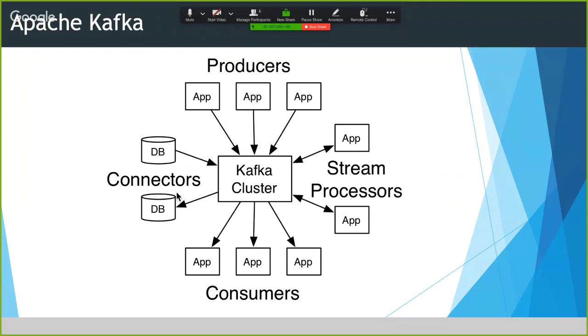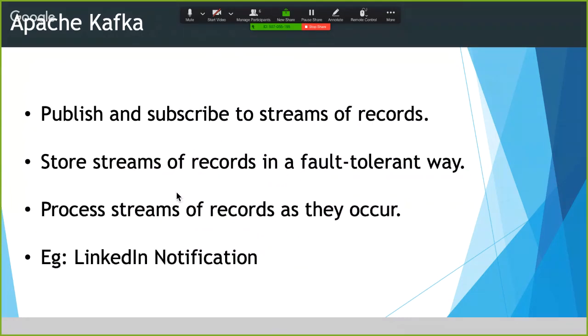So anytime you are looking for any kind of streaming data, I will say IoT data or click data, a classic example is LinkedIn notification. This is done on Kafka. So a few things: you publish and subscribe, store the records in a fault-tolerant way, very similar to all distributed computing, and process stream records as they occur. Apache Kafka is like an ocean. They have millions of configurations. You can do whatever you want. But in a nutshell, it is a distributed messaging platform.